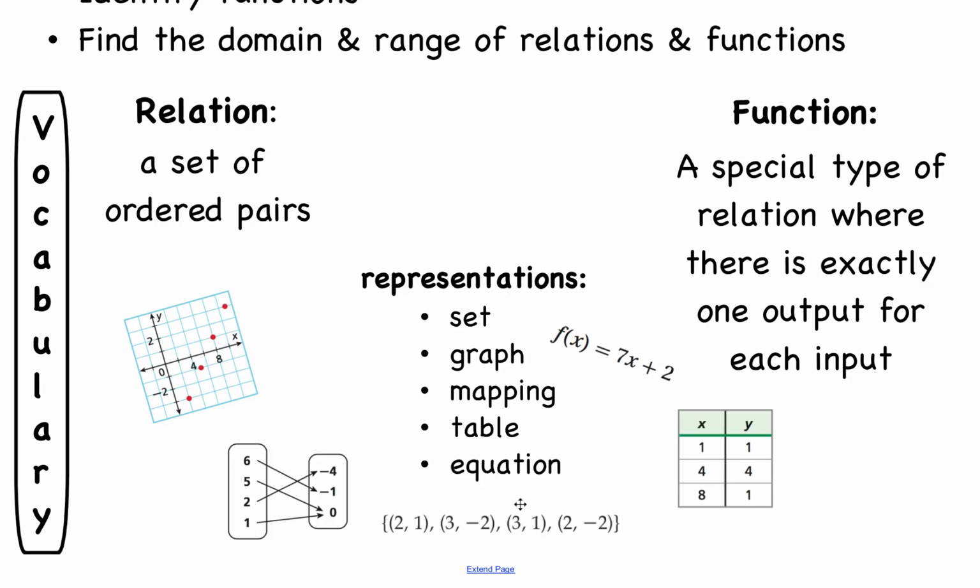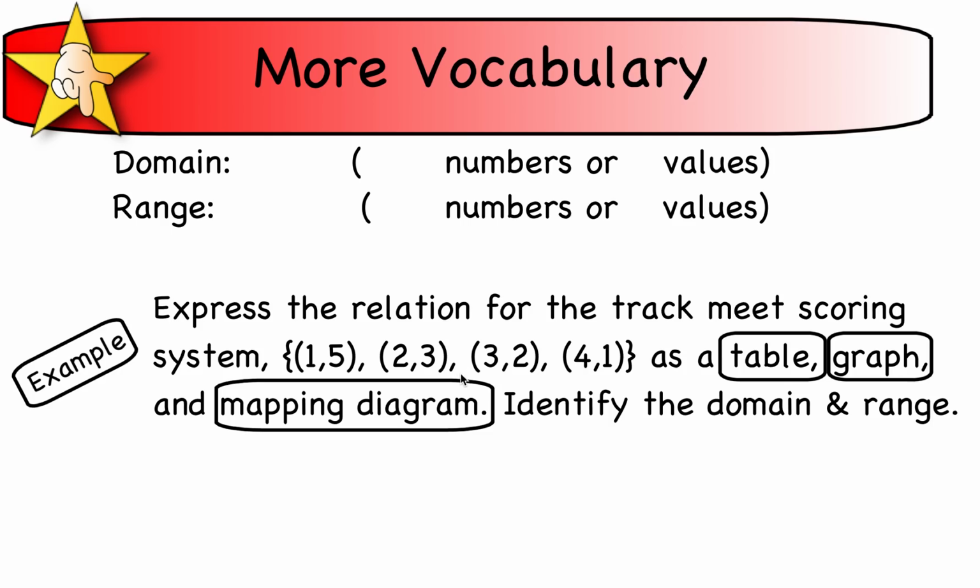Now, some of these representations are relations. Well, they're all relations, but some of them are functions and some of them are not. So let's take a look a little more closely at some other vocabulary words you will need to know. One of them is the domain. When we talk about the domain, we're talking about the inputs of the relation or function, and those are always the first numbers or the x values. The range then is the outputs, which are the y values or the last numbers.